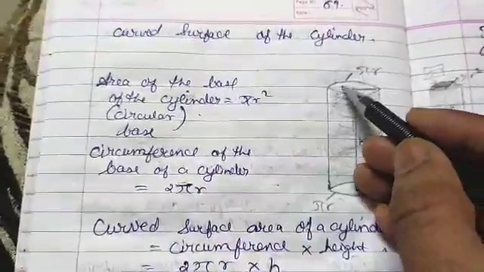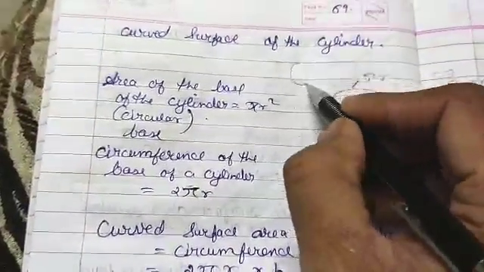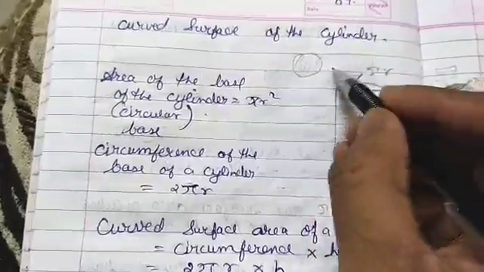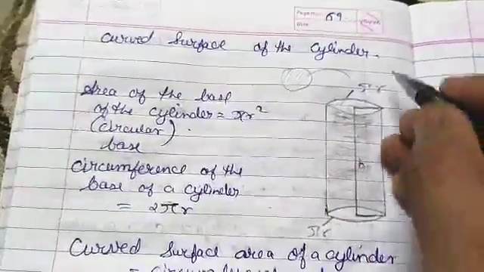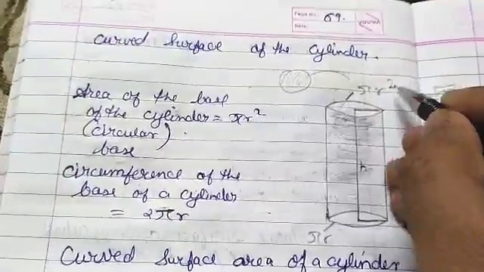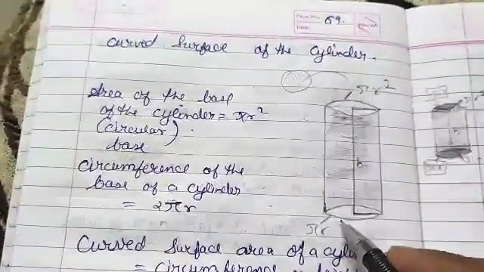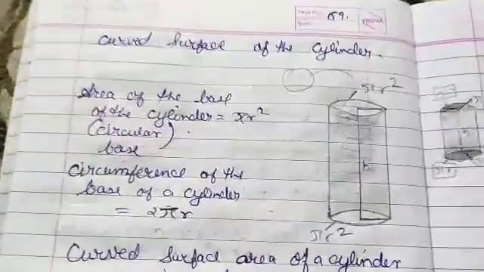Now first we will see the area of the base of the cylinder. The area of a base is just the area of a circle, and the formula for the area of a circle is pi r square, for top pi r square and for bottom pi r square.